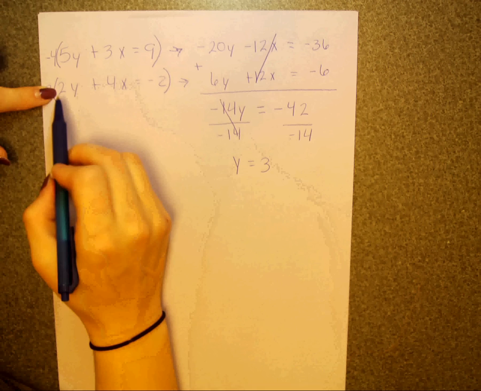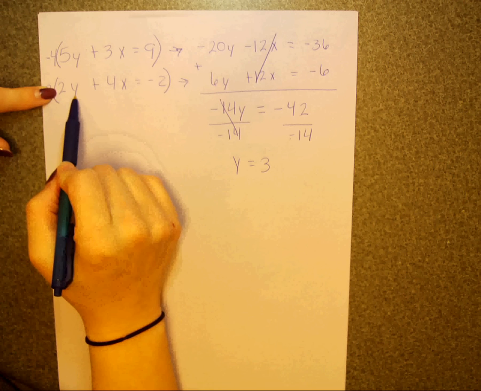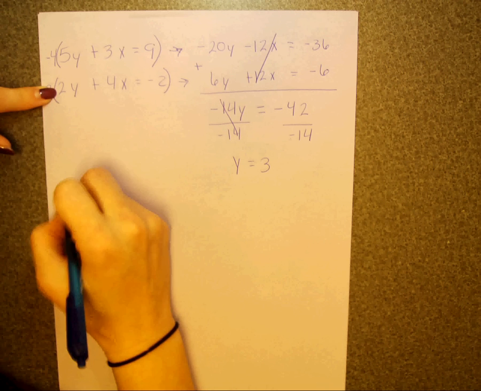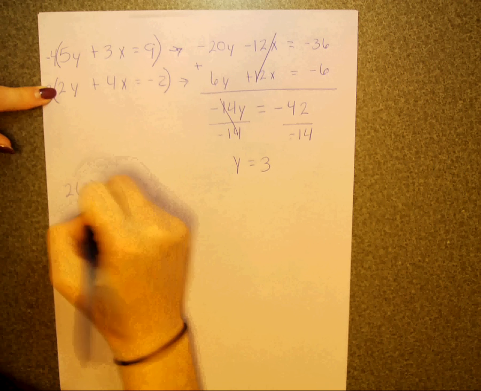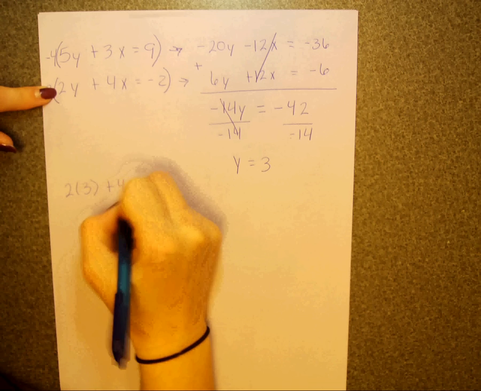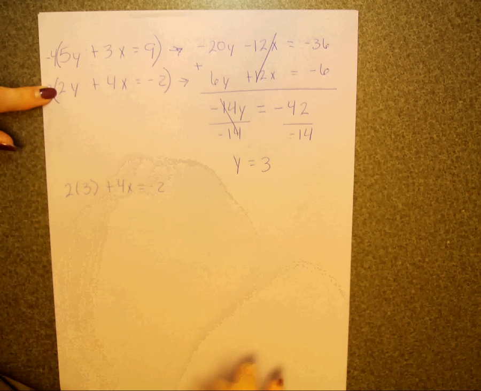So I'll have 2 times 3, because that's where y is, plus 4x equals negative 2. So I get 6 plus 4x equals negative 2.